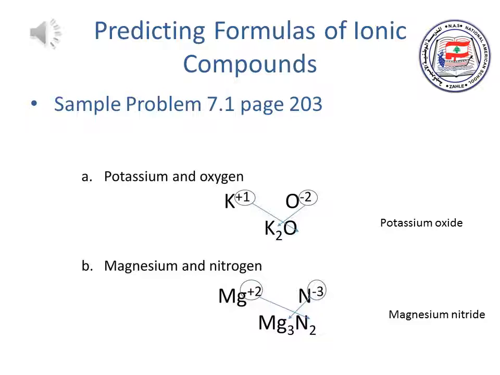How do we name it? We write the name of the cation first, which is potassium, and we write the name of the anion next to it, which is oxide. So the name is potassium oxide.